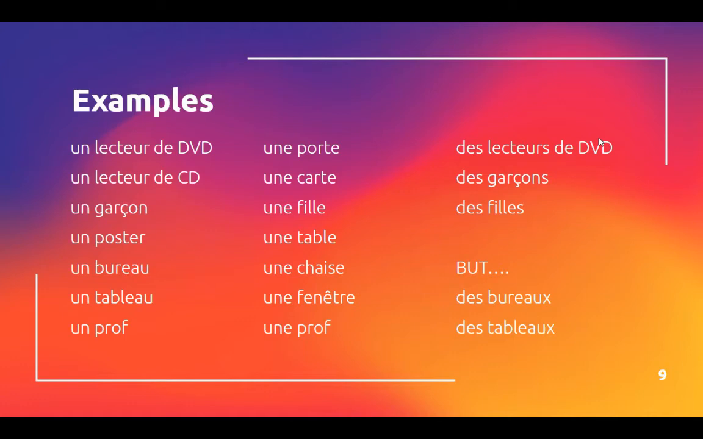So how do we make these plural? Well, as we said before, un and une will change to des. There isn't a special one for male, one for female. It's just des, D-E-S. So let's look at how we make these things plural. So right here, des lecteurs de DVD. Notice the S to make it plural. The general rule for making things plural is just to add an S.